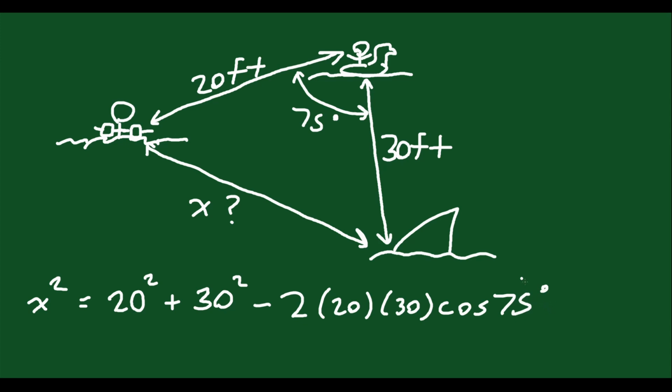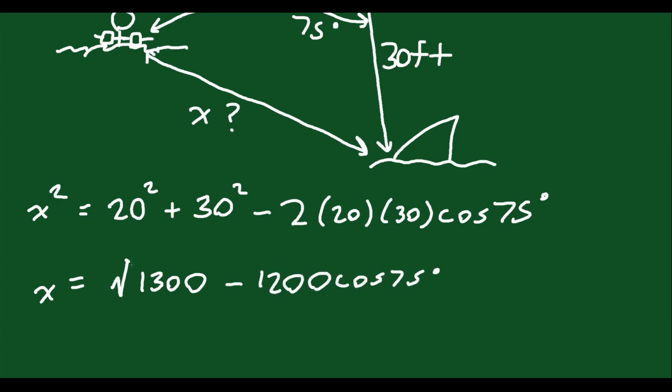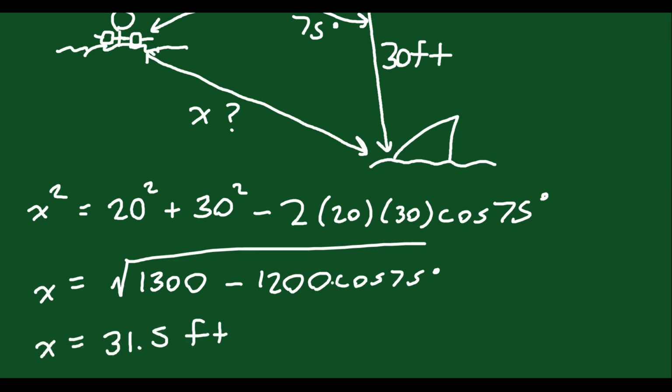And now we solve for x, right? You square root both sides. x is going to equal 20 squared is 400, 30 squared is 900. Together that makes 1300 minus 2 times 20 times 30 is 1200 cos 75. We're square rooting both sides. So therefore, x is going to equal 31.5 feet. Once you plug that into your calculator, you'll get this answer.